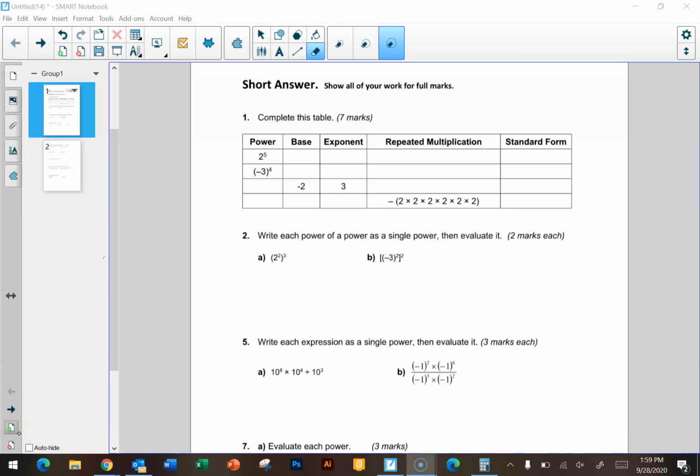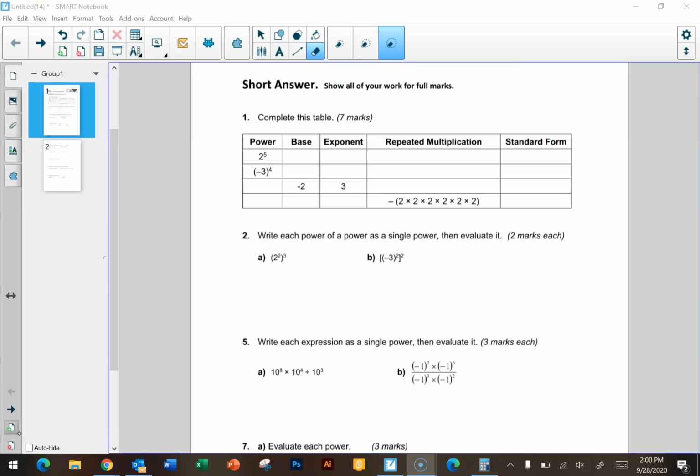Hi grade 9s, this is going to be the answer key and tutorial session for the Unit 2 practice exam. As always, I recommend that you complete this exam on your own prior to watching this video and try to identify areas that you have strengths in and areas that you might need a little improvement and adjust your study habits accordingly for the unit exam.